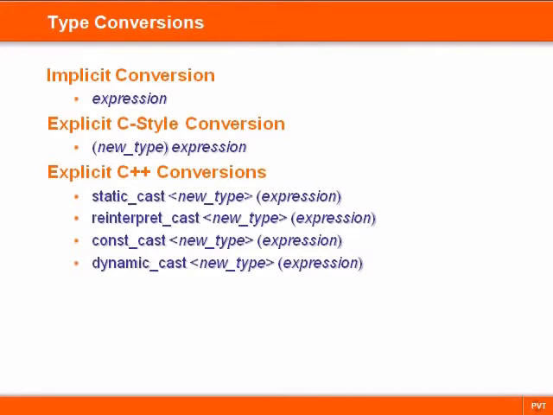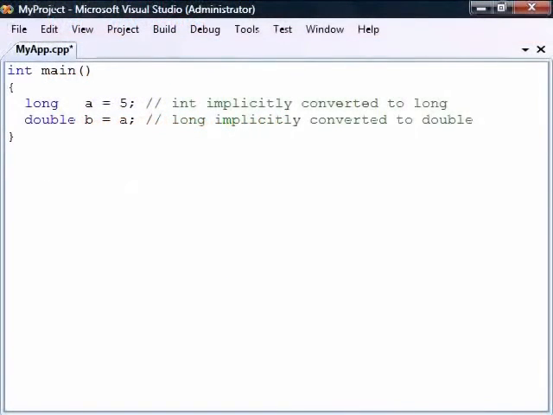Converting an expression from one type to another is known as type conversion. This can be done either implicitly or explicitly. An implicit conversion is performed automatically by the compiler when an expression needs to be converted into one of its compatible types. For example, any conversions between the fundamental data types can be done implicitly.